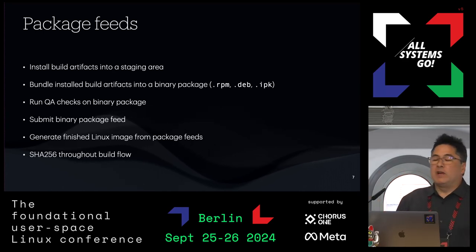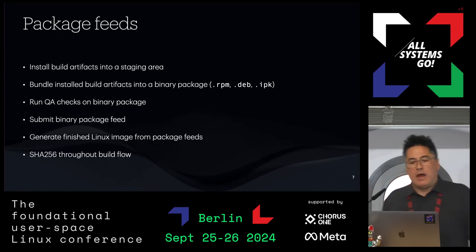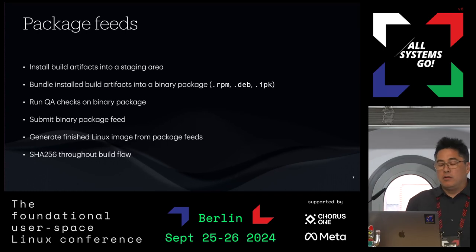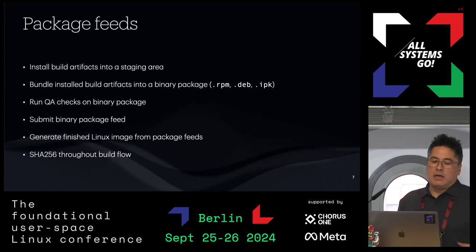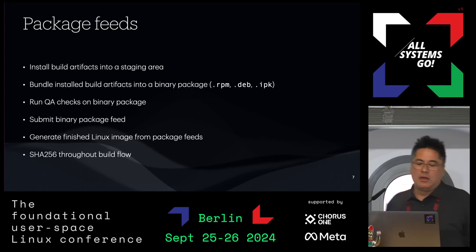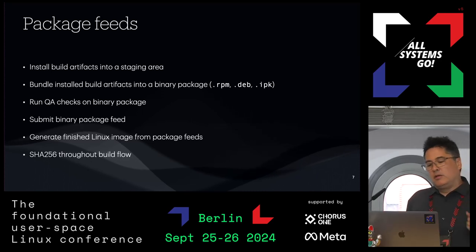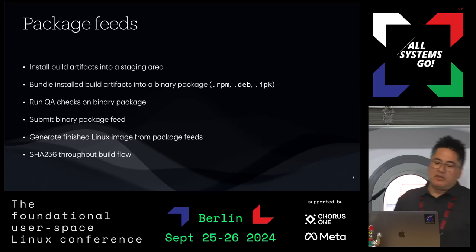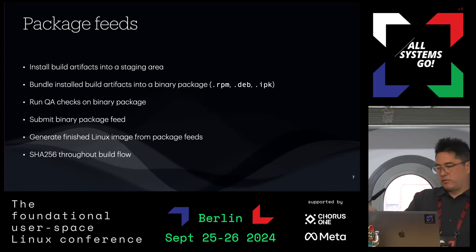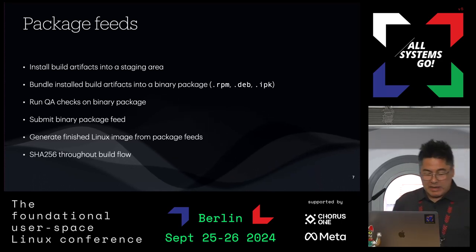So the output of a recipe is a unit of software, a package. The build flow for a package is: the recipe compiles the binaries, just like a makefile does. Afterwards, Bitbake will install the build artifacts into a staging area. Those artifacts are then bundled into a binary package. There are three package formats that are supported: RPM, Debian, and IPK.